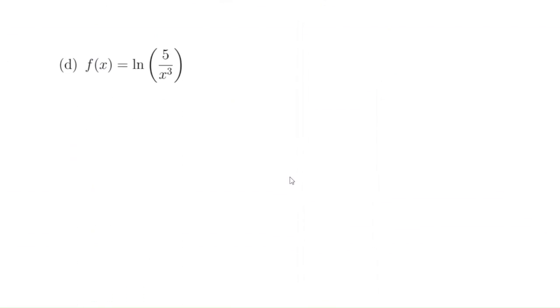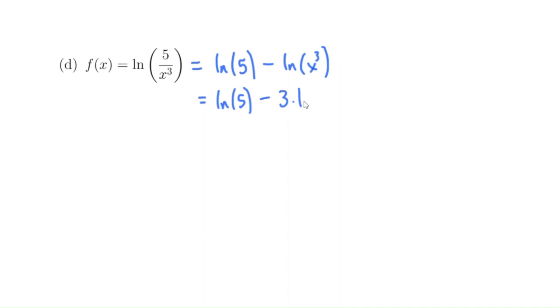Okay, moving on, part D. How do we take the derivative of ln of 5 over x cubed? Well, what we're going to do here is use the quotient property of logarithms, which tells us that log of a quotient is equal to a difference of logarithms. Log of a product would equal a sum of logarithms. That's the product property of logarithms. The quotient property says log of a quotient is equal to a difference of logarithms. Now, we're going to rewrite natural log of x cubed as 3 times natural log of x.